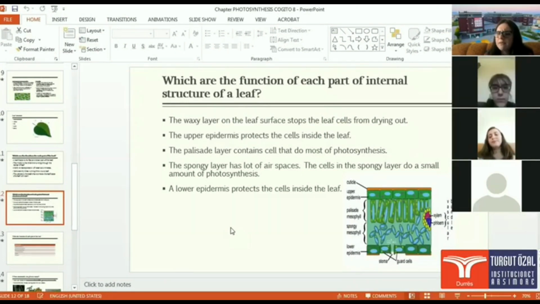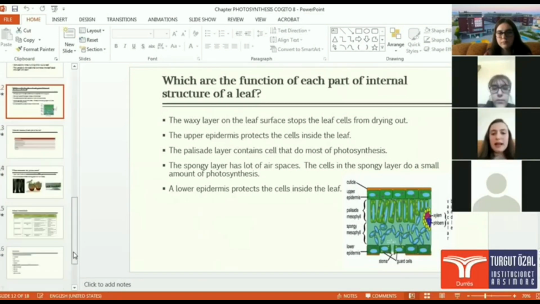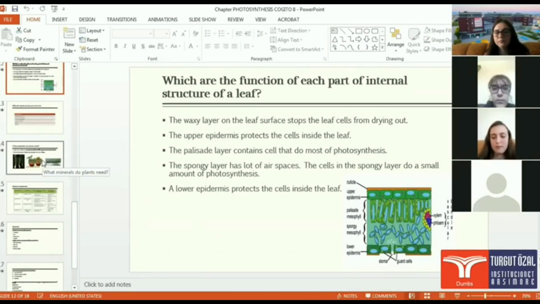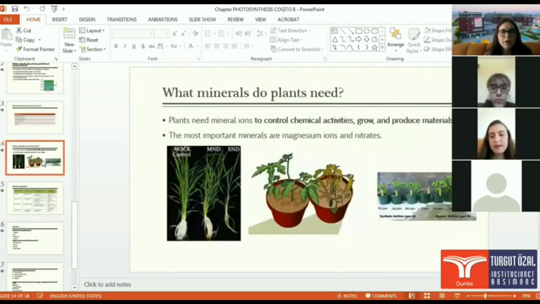What about stomata? Sibora. Teacher, can I? Okay, Genta. Stomata are for gas exchange. They do the gas exchange, that is carbon dioxide and oxygen. Very good. Now, listen to me carefully.